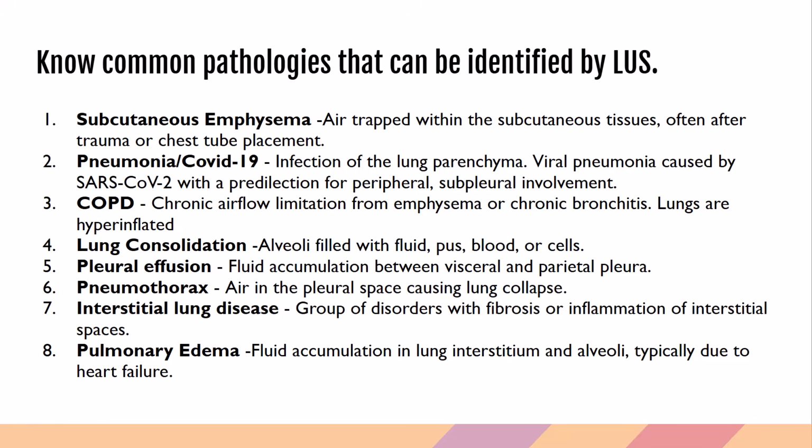We can also see interstitial lung disease, which is a group of disorders with fibrosis or inflammation of the interstitial spaces. Then we can also see pulmonary edema, which is fluid accumulation in the lung interstitium and the alveoli, typically due to heart failure. Each of these really does have a characteristic sonographic appearance. For example, consolidation appears tissue-like. Pneumothorax is going to show absent lung sliding, and A lines are going to be gone. Pulmonary edema is going to show B lines in multiple areas. So recognizing these patterns allows us to triage patients quickly and guide their next steps in care.